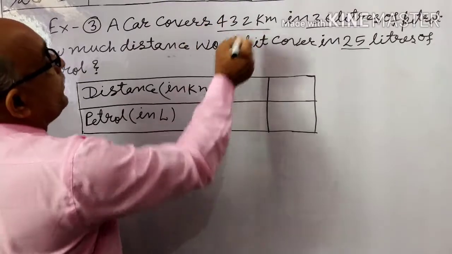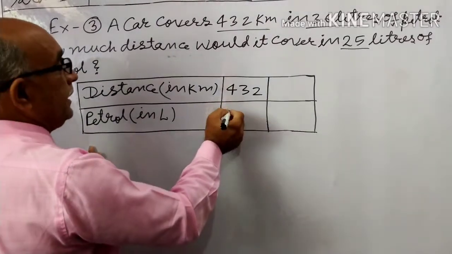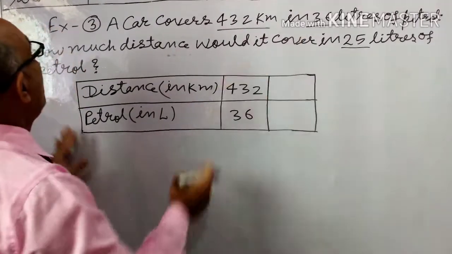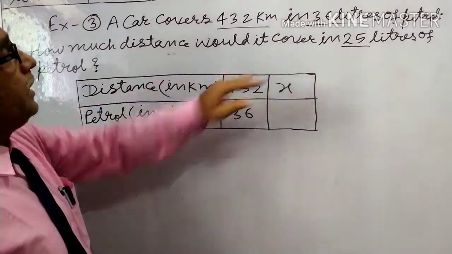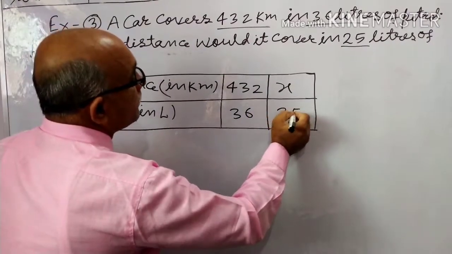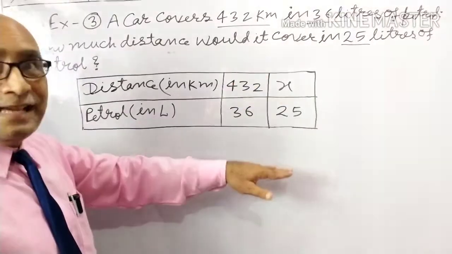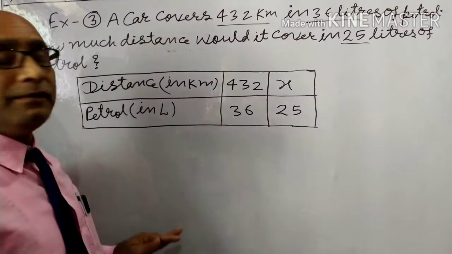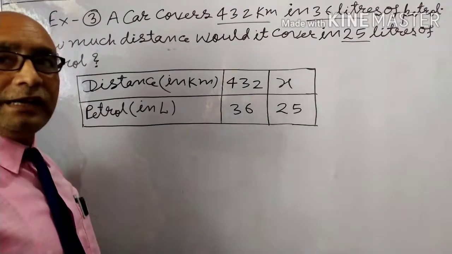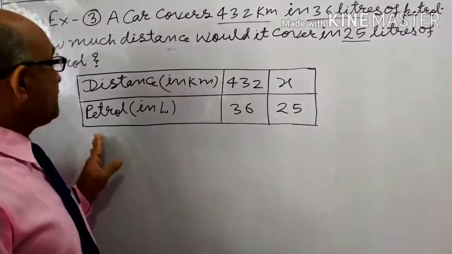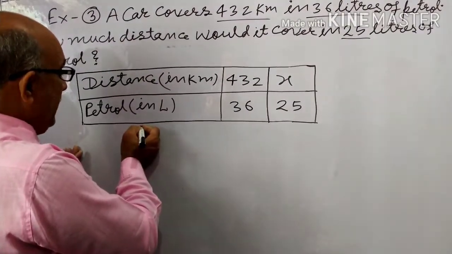So distance in kilometers is 432. Petrol in liters is 36. Now, how much distance? So let it be x kilometers, if it would cover in 25 liters of petrol. More petrol, more distance covered. Less petrol, less distance covered. Clear? One increases, the other increases. One decreases, the other decreases. This phenomenon is in direct variation. So it is in DV by DV.